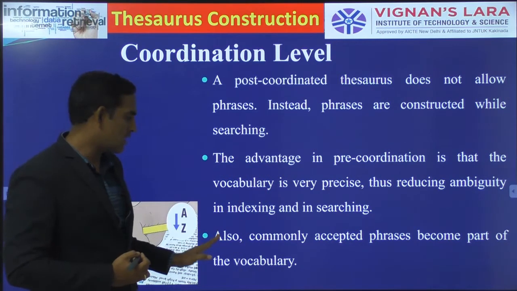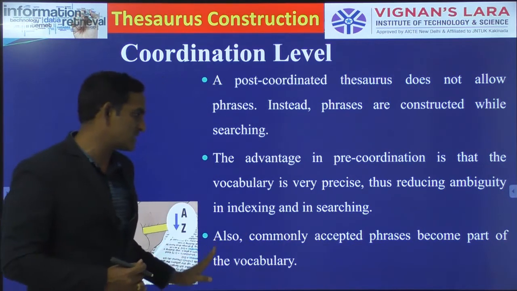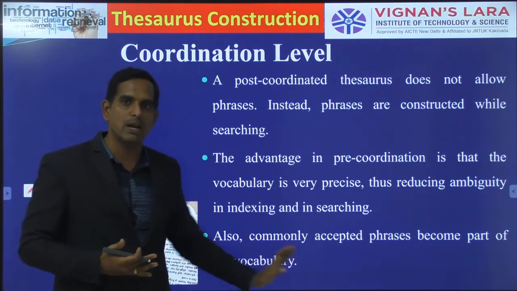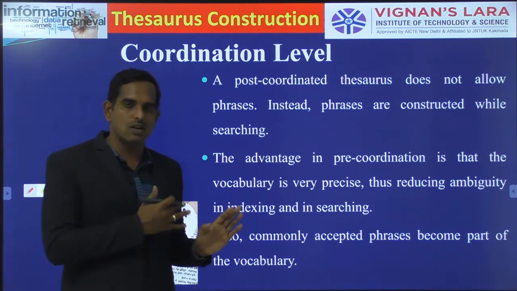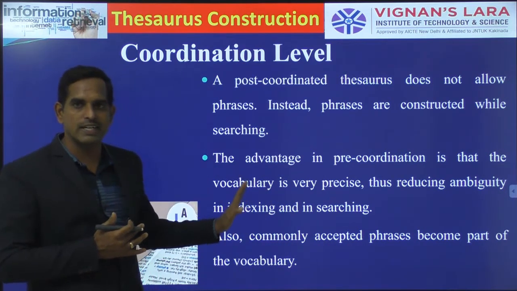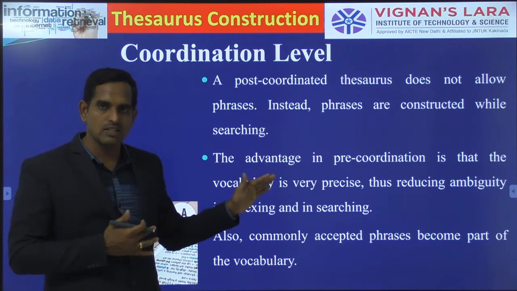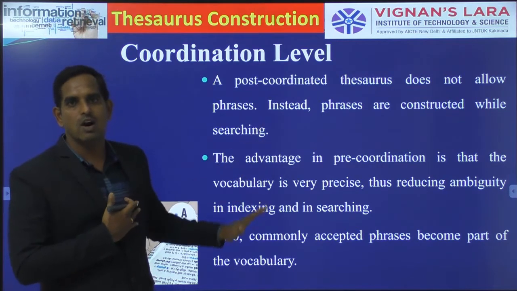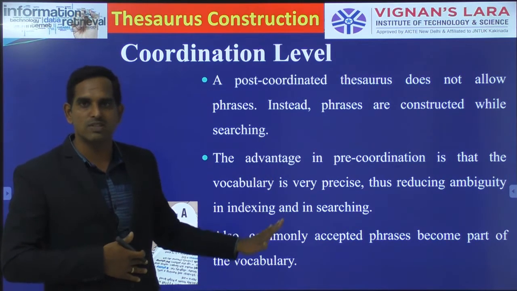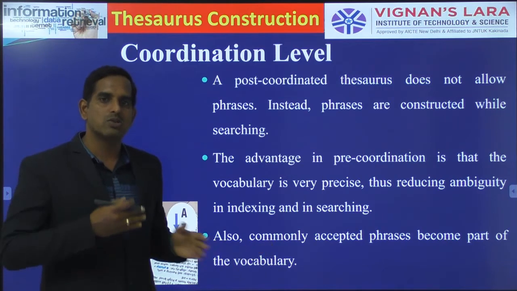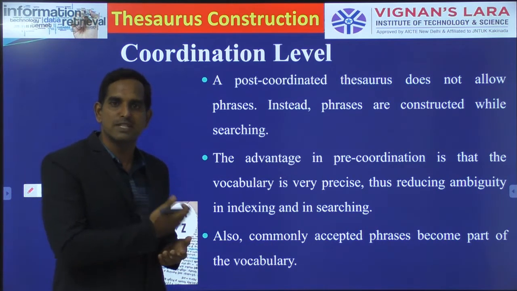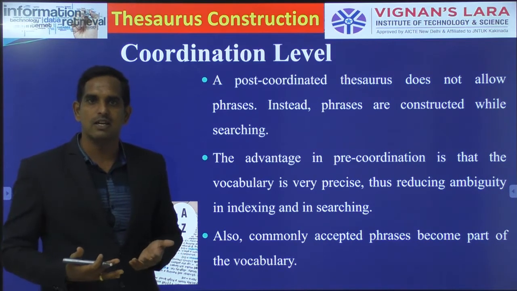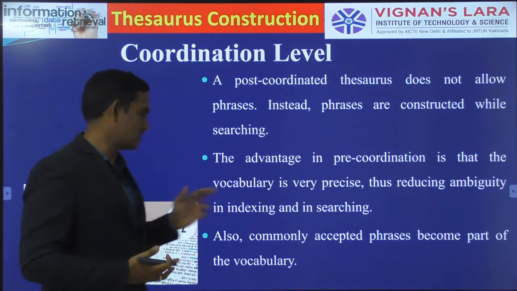So this will be the advantage of your pre-coordinated thesaurus. Also, commonly accepted phrases will become part of the vocabulary. So more commonly used phrases will automatically become part of your vocabulary. This is not the case with your post-coordinated thesaurus. In a pre-coordinated thesaurus, all the vocabulary words which can be part of your system will be fixed beforehand. So your indexing will be very precise and clear, and the searching will be done with much more ease compared to a post-coordinated thesaurus.